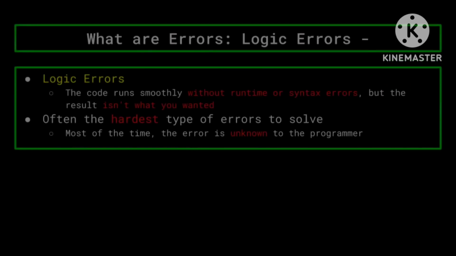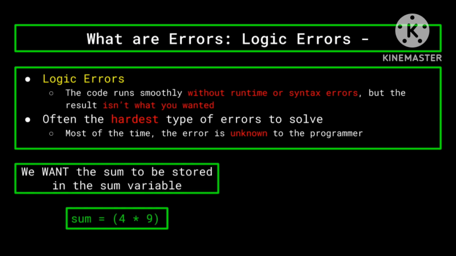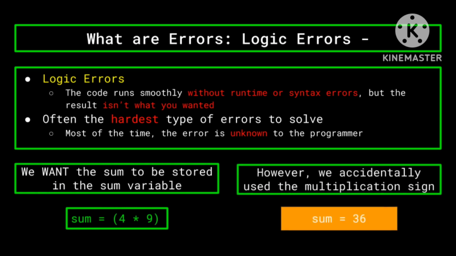The final type of error that we will be covering is a logic error. This error is also pretty self-explanatory. A logic error occurs when the code runs smoothly without any runtime or syntax errors, but the result that you get just isn't what you wanted. For example, let's say you had a calculator app, and you wanted to instruct the program to add 2 numbers, except it multiplied them because you used the multiplication symbol on accident. This leads to the sum being 36 instead of 13.